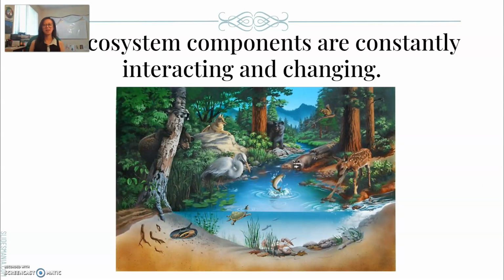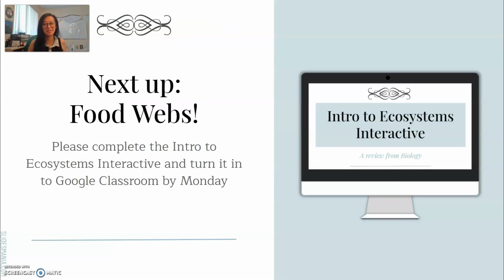Last thing here. All ecosystem components are constantly interacting and changing, right? So competition, predation, all of the other symbiotic relationships, mutualism, commensalism, parasitism, all of those are happening all the time, and they're always changing depending on the resources, the needs, and the environment. So keep that in mind as we move forward and talk about food webs next time around, and how that interaction affects the entire ecosystem.